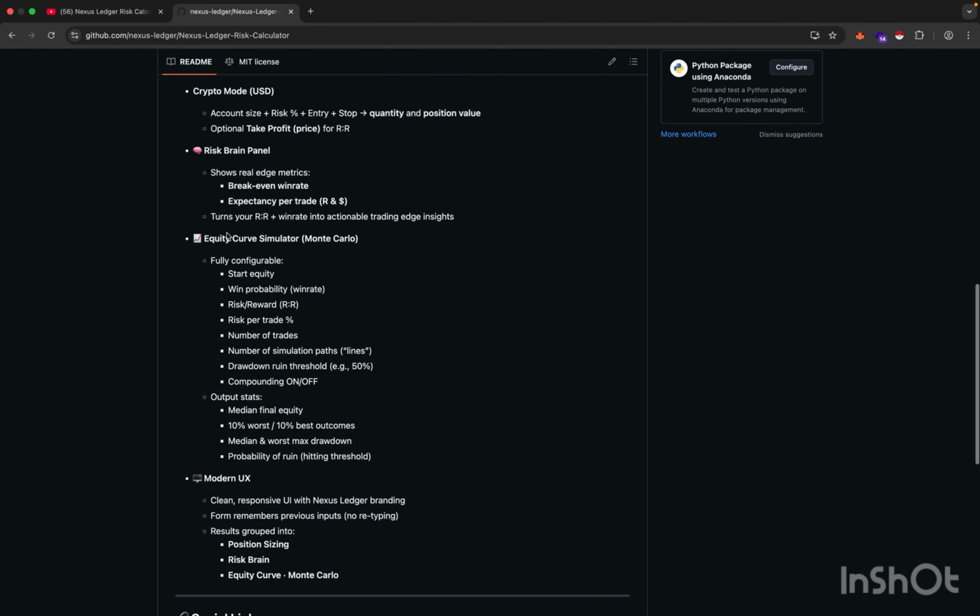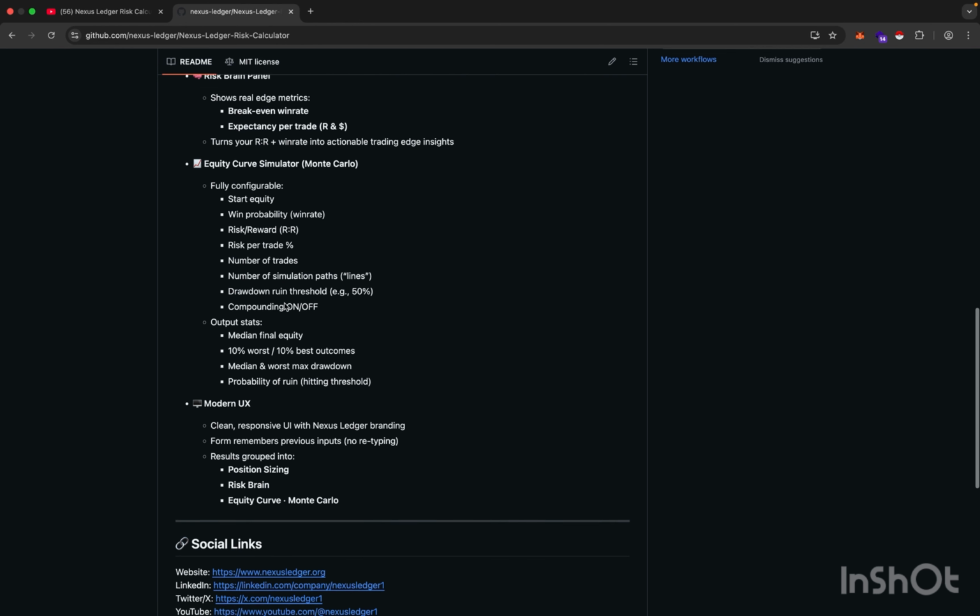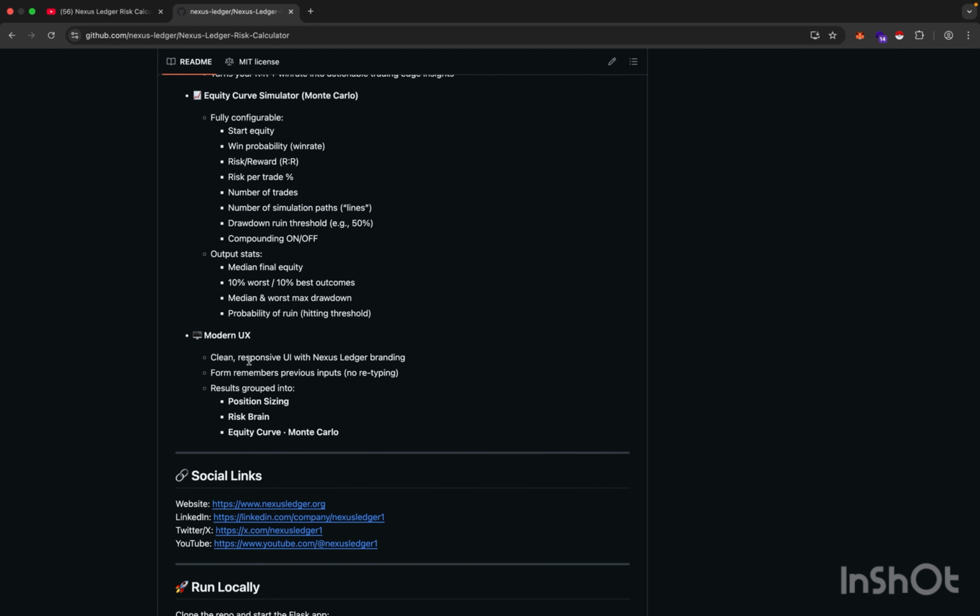And then we have the new feature that we did, which was the equity curve simulator, which is using Monte Carlo simulations. So it's fully configurable. You can actually put the start equity, win probability, everything into it. And then we also have done some minor alterations to the UX.